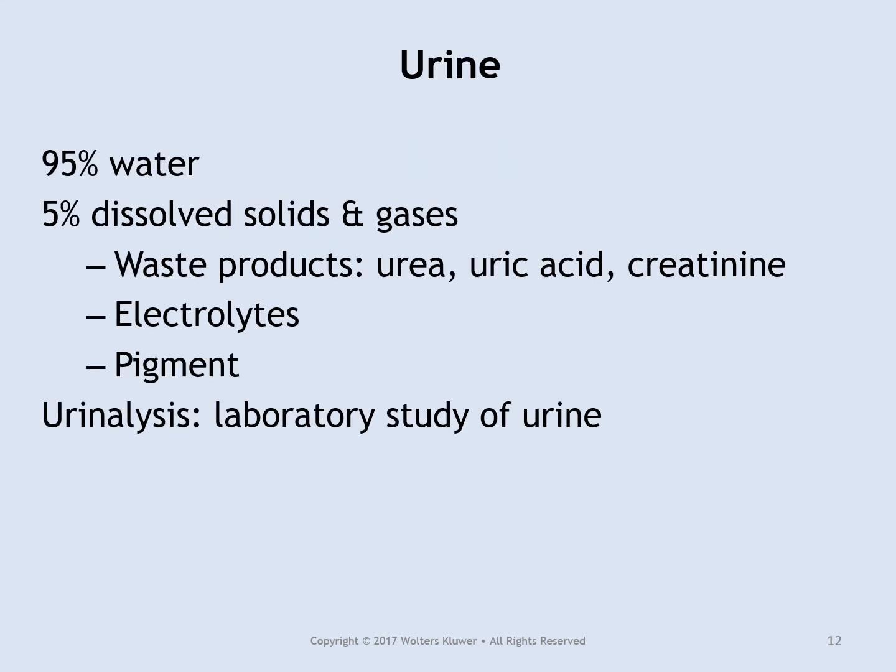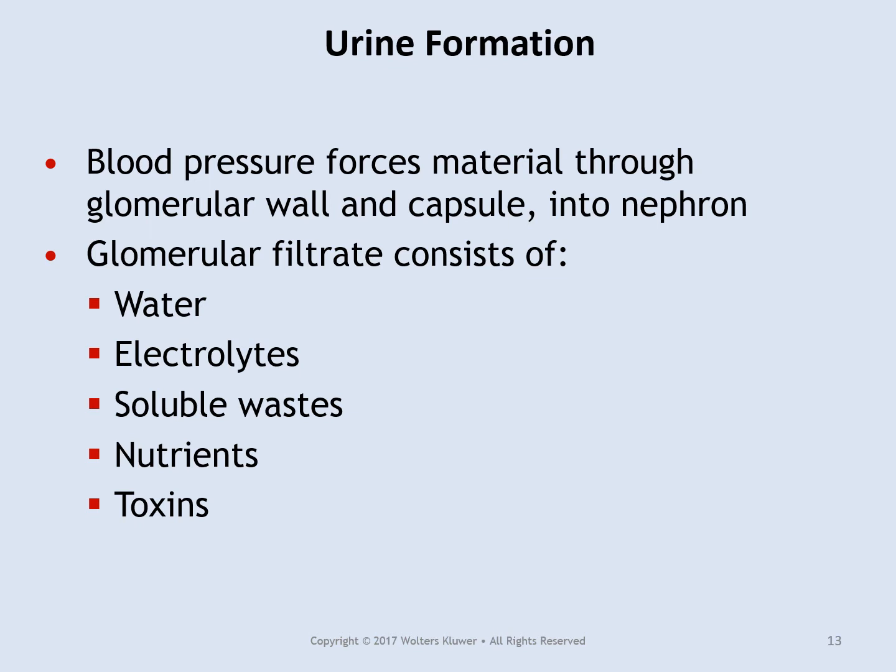Urine ends up being 95% water, 5% other things: waste products, urea, uric acid, and creatinine, electrolytes, sodium, chloride, those types of things, pigments, and a urinalysis. It's a study of urine. Urine is formed by blood pressure forcing water through the glomerular wall and into the nephron. The filtrate consists of the following: the water, electrolytes, soluble waste, nutrients, and toxins.